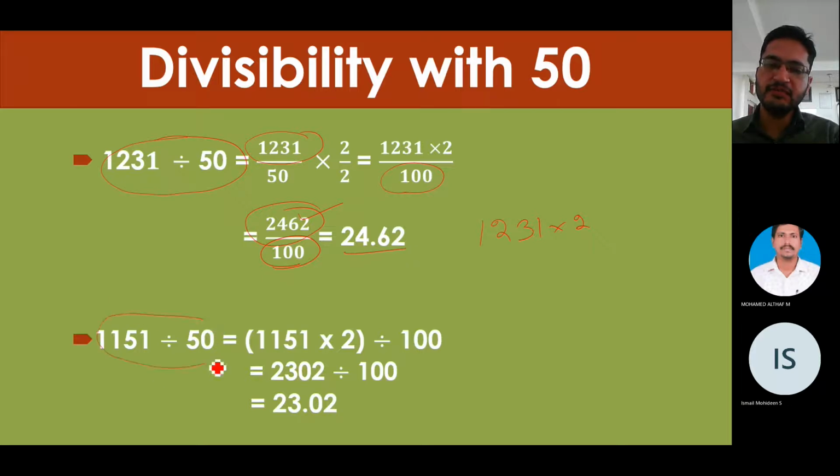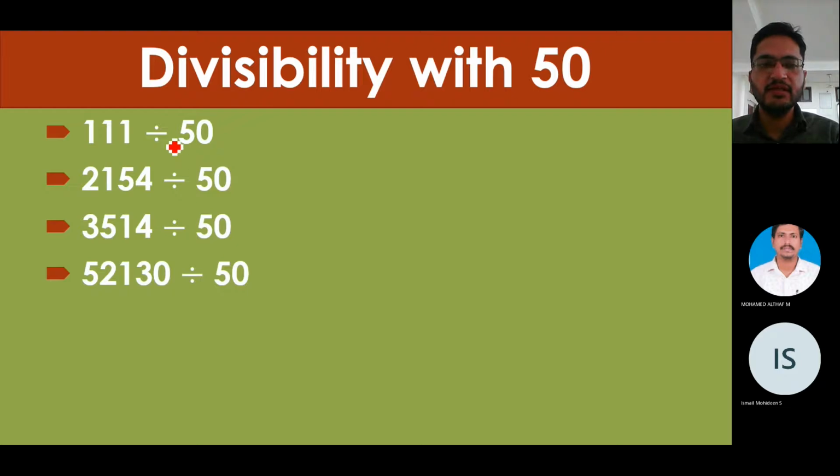Similarly, next question. So here we will divide 1151 with 50. First of all, in the first step, we will multiply this number with 2. So the answer is 2302. And in the second step, I divide this number with 100. So the answer is 23.02. So this is the divisibility rule with 50.